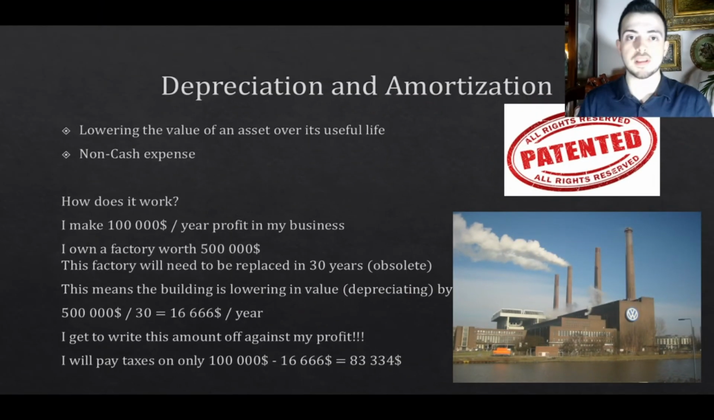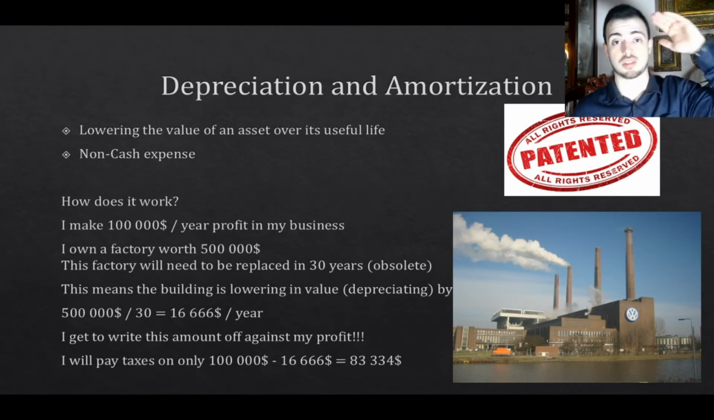All right, next we will be talking about depreciation and amortization. What this is, it is lowering the value of an asset over its useful life. What this means is that if I have a machine that is only good for 5 years and then I have to get rid of it, that means I could depreciate this machine over 5 years' time. So at first I start with a machine worth $1,000.